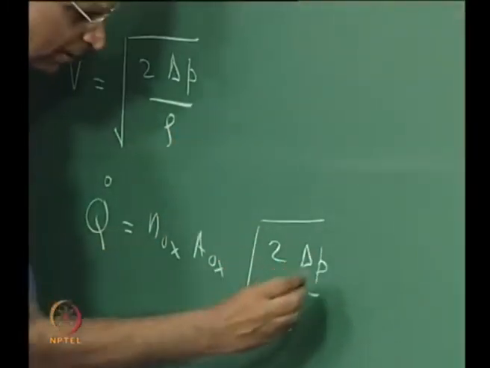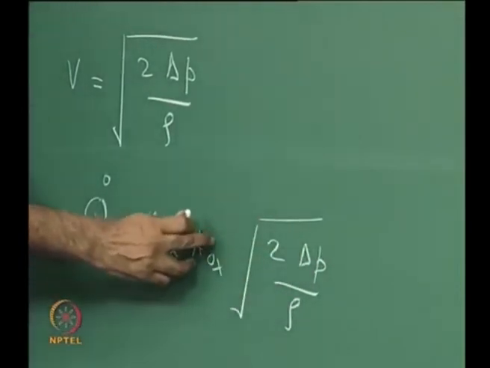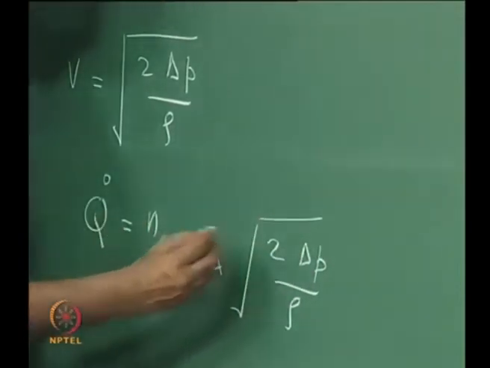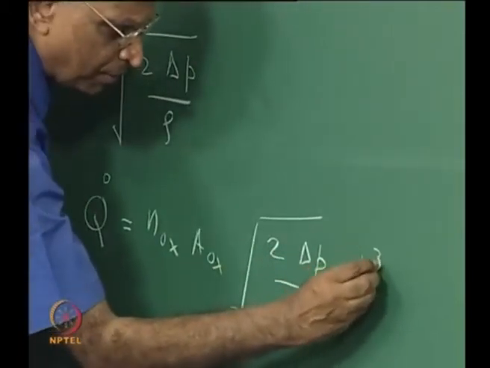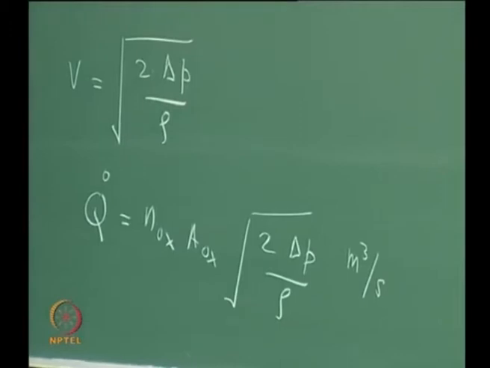And this will be, let us say, if delta P is in Newton per meter square, A oxidizer is in meter square, the number is here, I could say it is so much meter cube by second. But mind you, we are still missing something.